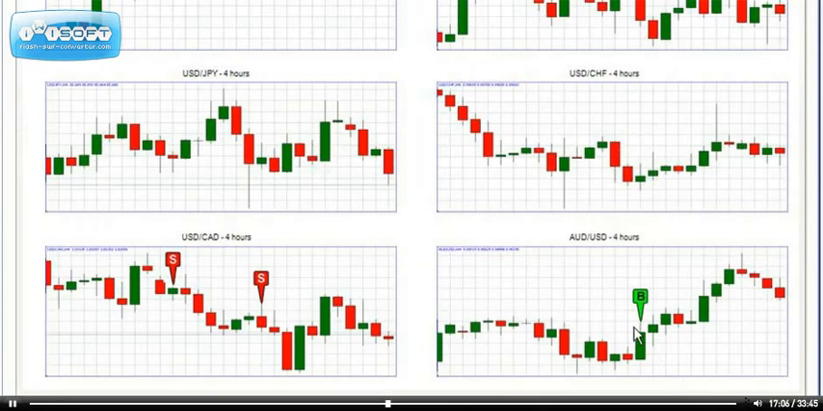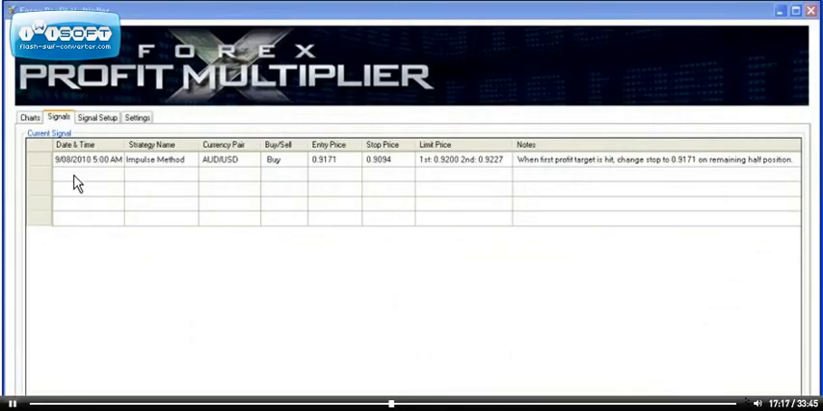Okay, let's check out the Australian US dollar alert right here to buy, and you can see how the market moved up here, and we'll come back to these markets in a moment. Okay, on the signal page then, here's the date and time. In this case, it's an impulse method setup, Australian US dollar to buy at 91.71 on a stop. Here's the initial stop, first profit target, second profit target.